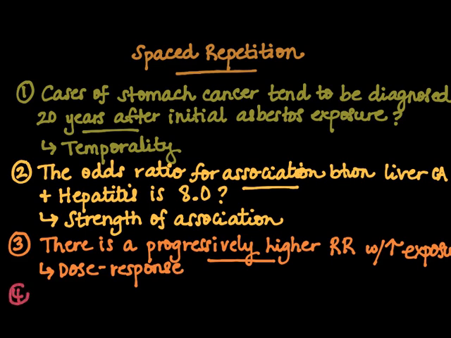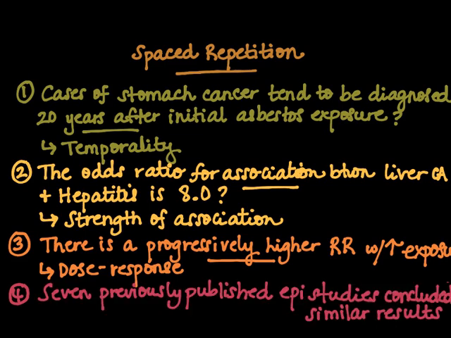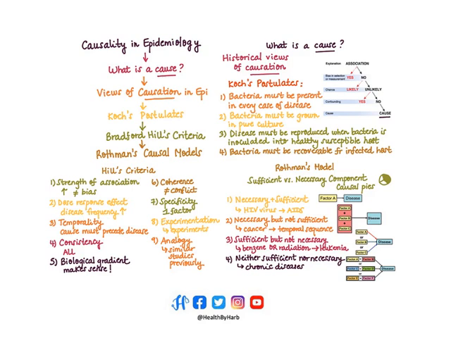Number four, lastly, this statement is an example of which of Hill's criteria. Seven previously published epidemiologic studies concluded similar results. And the answer here is consistency. And with that said, our next slide is an overview of everything that was discussed in this video.